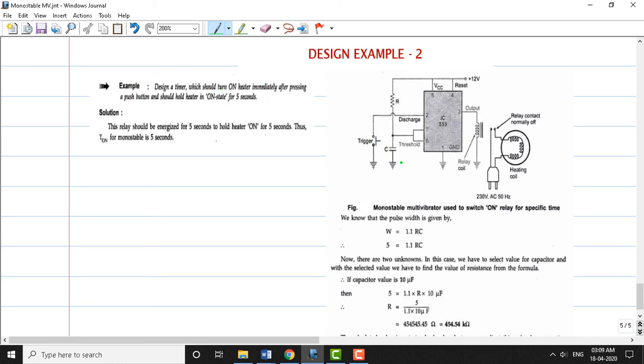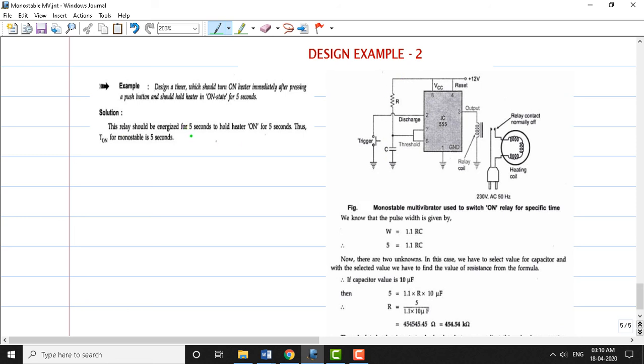So here we have a circuit diagram. Here the user is pressing this trigger pulse. Once he presses here, we have a heater that should turn on for 5 seconds. So we should generate a delay of about 5 seconds. You are pressing this trigger pulse momentarily, but this in turn should generate a delay, so the heater should turn on for 5 seconds. Now let us see how to design this circuit. This is the best example for a monostable multivibrator.